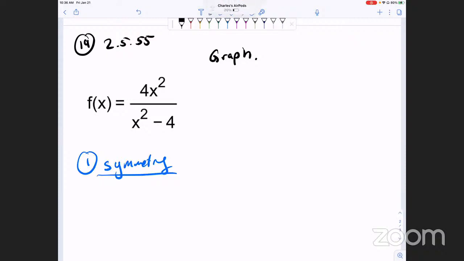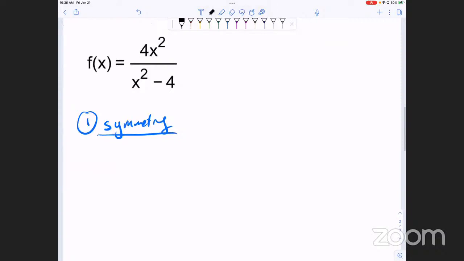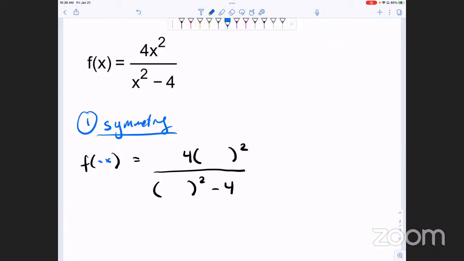To do a test for symmetry, in this case, we're going to consider f of negative x. We're going to replace each x with negative x. So the first thing I'm doing is replacing each x with a blank set of parentheses, and then what goes into the blank parentheses is negative x. Negative x squared becomes positive x squared, so that becomes a positive 4x squared. Same thing on the bottom. This is the original, right? 4x squared over x squared minus 4.